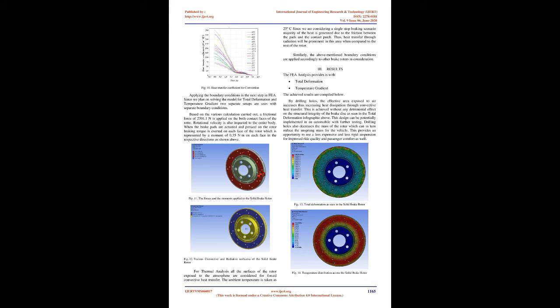For thermal analysis, all the surfaces of the rotor exposed to the atmosphere are considered for forced convective heat transfer. The ambient temperature is taken as 25 degrees C. Since we are considering a single stop braking scenario, majority of the heat is generated due to the friction between the pads and the contact patch. Thus, heat transfer through radiation will be prominent in this area when compared to the rest of the rotor.